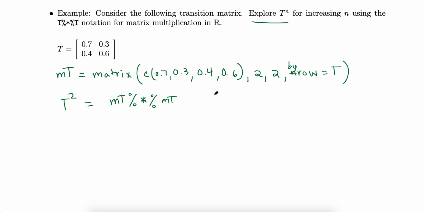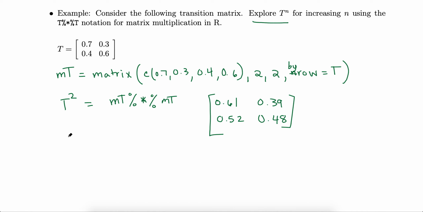And if you do that in R, you're going to get this for your result: 0.61, 0.52, 0.39, and 0.48. Notice the rows are still summing to 1 in here. So this matrix is telling me the probability of going from state 1 to state 1 in 2 steps is 0.61. The probability of going from state 1 to state 2 in 2 steps is 0.39.